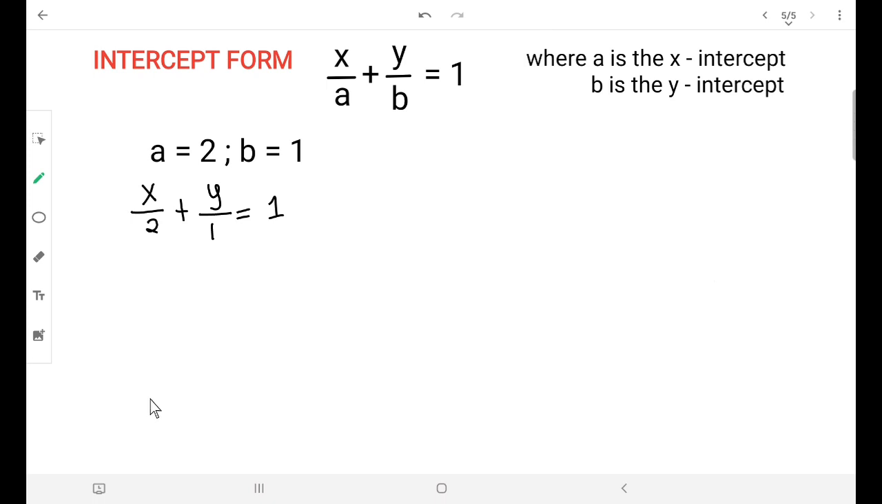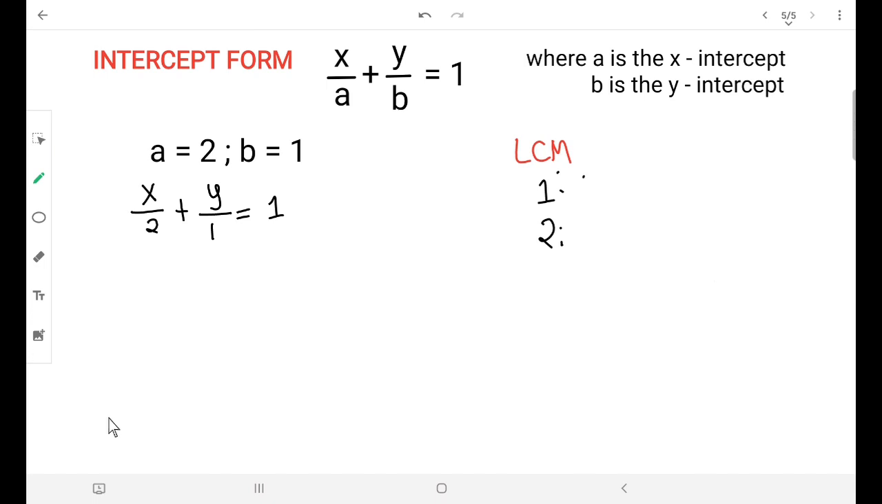Okay, so now let's proceed in getting rid of the denominator. So how do we do that? We have to multiply both sides of the equation by the LCM of the denominators. So you have 2 and 1. So how do we look for the LCM or the least common multiple? So just take the denominators. We have 1 and 2. And write their multiples until you see the least common multiple.